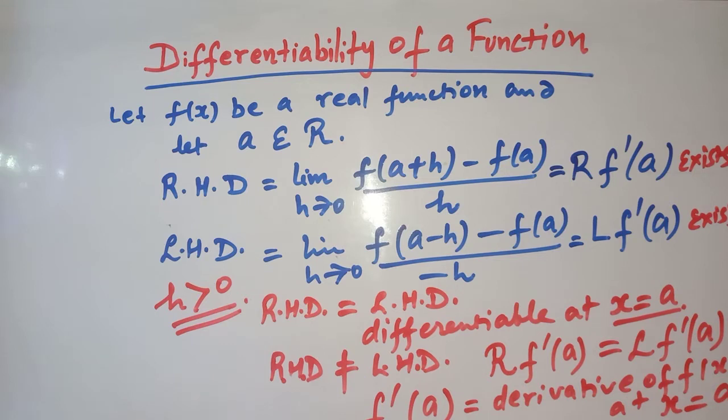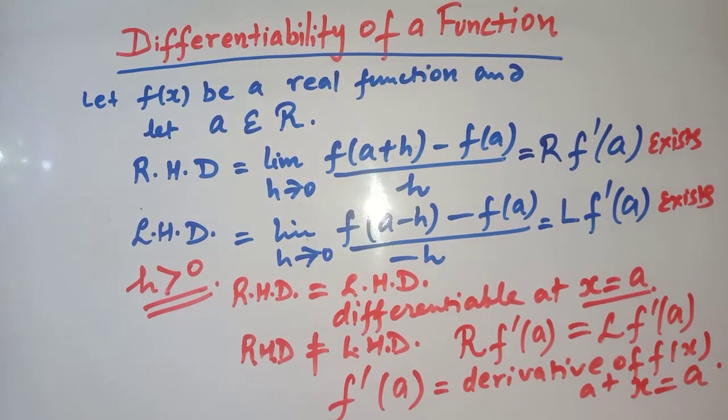So a function is said to be differentiable if the right hand derivative and left hand derivative both exist and they are equal. The common value is known as the derivative of the function at this point x is equal to a. Clear? So let us solve some examples to further clarify this concept of differentiability of a function.